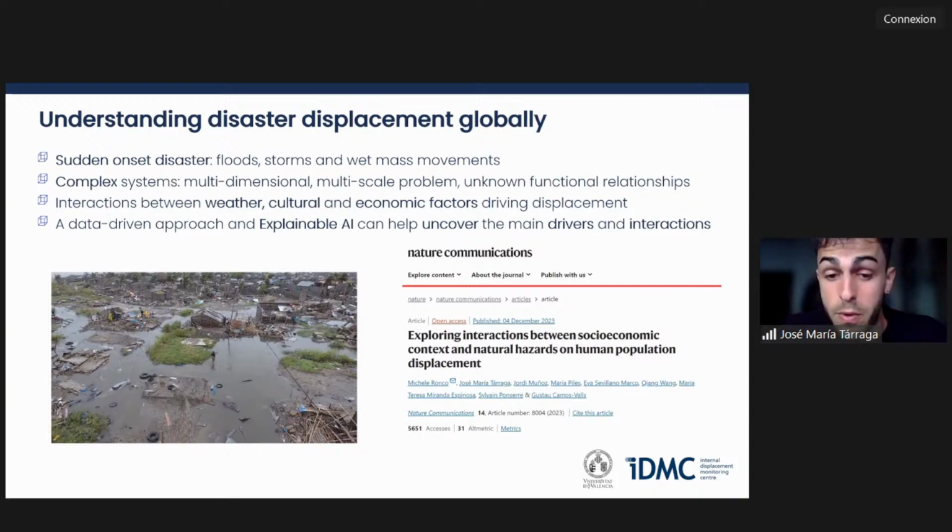So what can we do from a data-driven perspective? We could employ some explainable AI techniques and some of these nonlinear models to uncover the main drivers of interactions between all these components of risk and human mobility due to climate change, or displacement, or any kind of target variable. But here we are going to focus on displacement. I'm going to talk about the study that we published in Nature Communications at the end of the year.